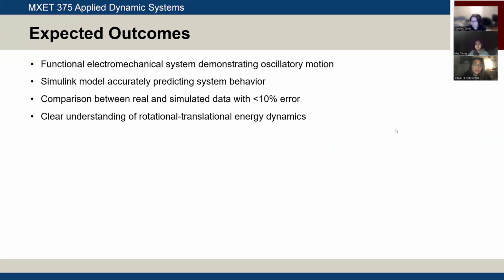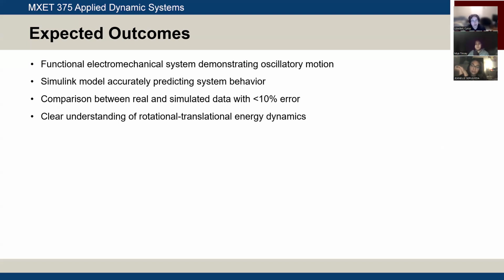The expected outcomes are functional electromechanical systems demonstrating oscillating motion. Simulink model accurately predicting system behavior. Comparison between real and simulated data with less than 10% error. Clear understanding of rotational and translational energy dynamics.